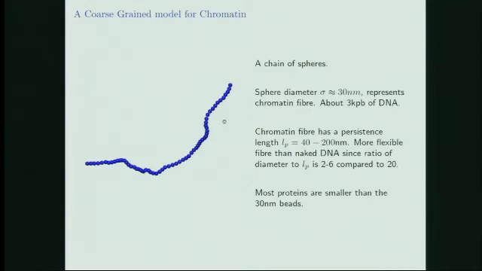So we did that. So now we have a chain of spheres which represents the chromatin, and now we use beads which have a diameter of about 30 nanometers, and that's about 3 kilobase pairs of DNA. And the chromatin fibre has a persistence length somewhere in the range of 40 to 200 nanometers. So it's a more flexible fibre than the DNA if you think in terms of the ratio of the diameter to the persistence length. So in our simulations, the main difference is that this is a more flexible fibre. And so most proteins will be smaller than these 30 nanometer beads.